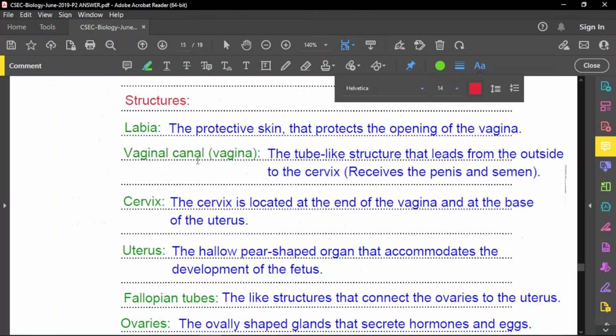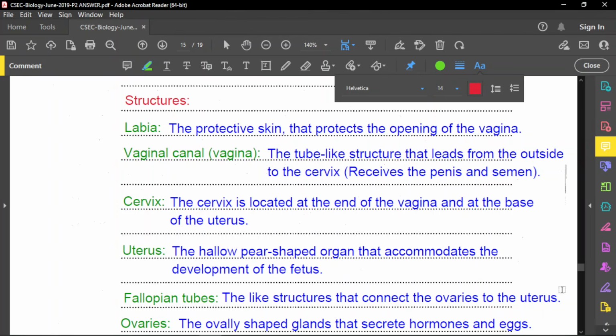We have the vaginal canal, or what we call the vagina, a tube-like structure that leads from the outside to the cervix, and it receives the penis as well as semen. The cervix, which is also called the neck of the womb, is located at the end of the vagina and the base of the uterus. And the uterus is a hollow pear-shaped organ that accommodates the development of the fetus.